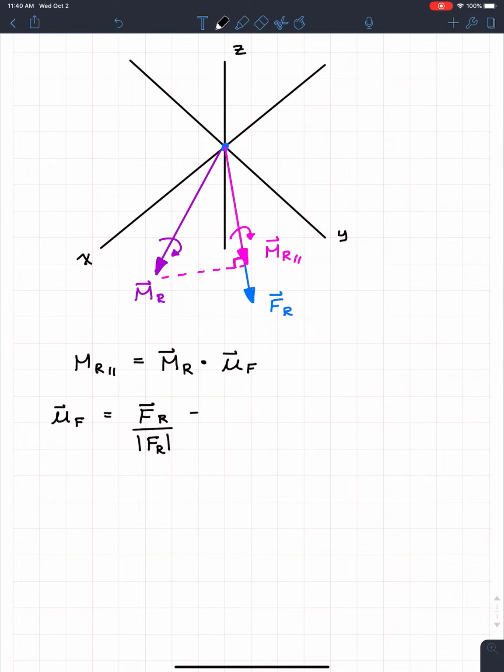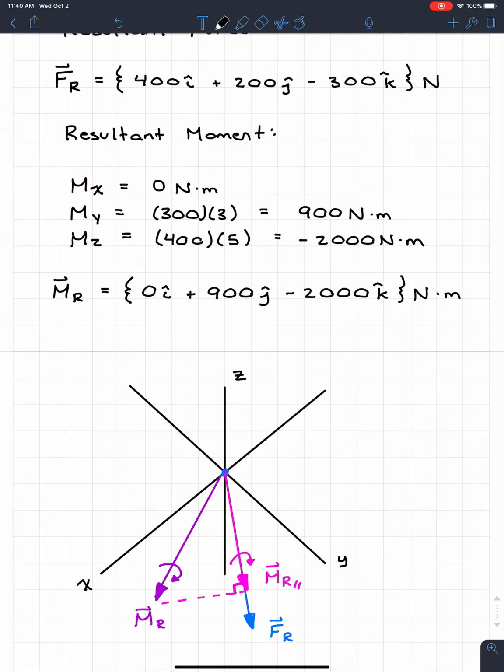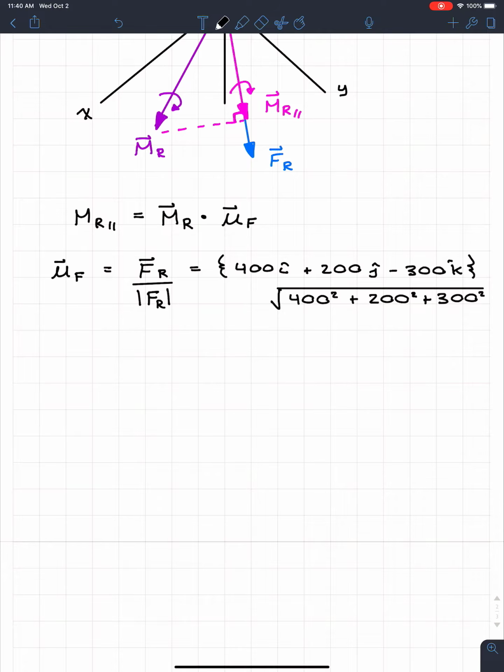So if we put this into our formula form, we see that our force vector is 400, 200, and negative 300. So we're just going to go 400i plus 200j, and then minus 300k. And it's going to be divided by the magnitude, but since we know the vector, we can easily find that as the square root of 400 squared plus 200 squared plus 300 squared. So I can just throw this in real quick, and just like this. So this is how we find the unit vector.